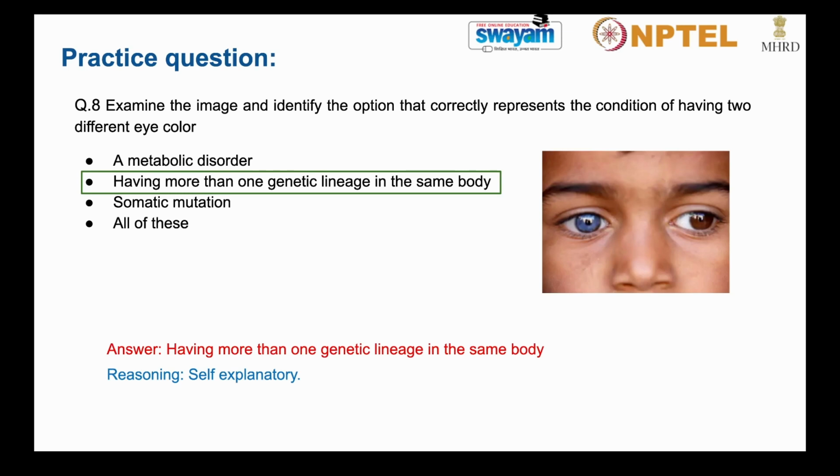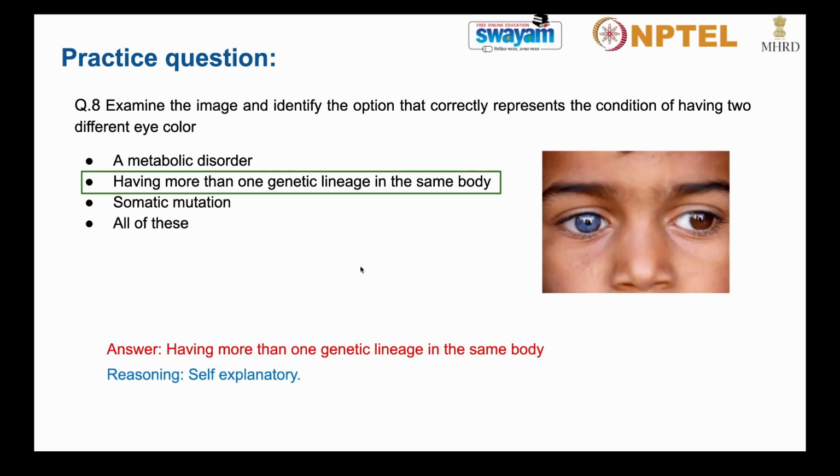And if we talk about metabolic disorders, there is another disease, glaucoma, which is also a cause of heterochromia. Sometimes in certain people, if glaucoma is present, it also leads to a change in eye color, due to which heterochromia could be present.